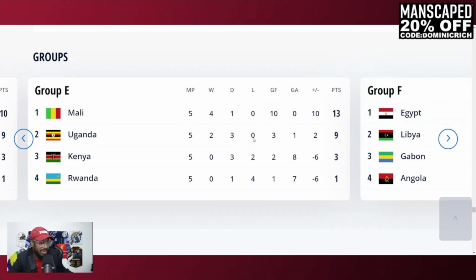So very good effort by Uganda. The Cranes. But not good enough. But still very respectable. 9 points. Kenya with 3.